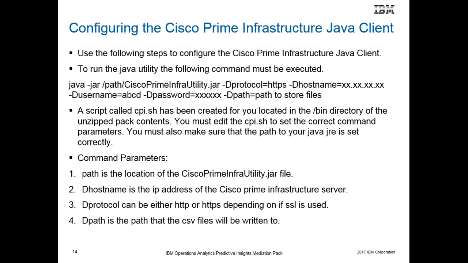The path is the location where you copied the Cisco Prime Infra utility.jar file to. Note that for the command parameters, all parameters are preceded by -D. The host name is the IP address of the Cisco Prime Infrastructure server. Protocol can be either HTTP or HTTPS depending on if SSL is used. Path is the path that the CSV files will be written to.